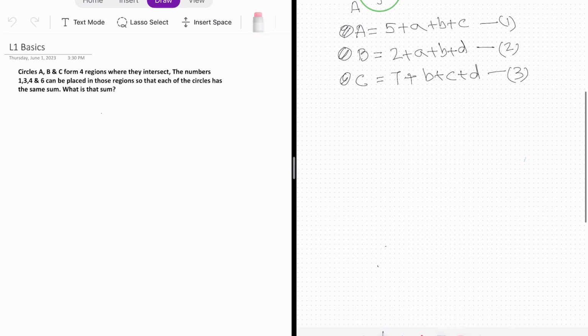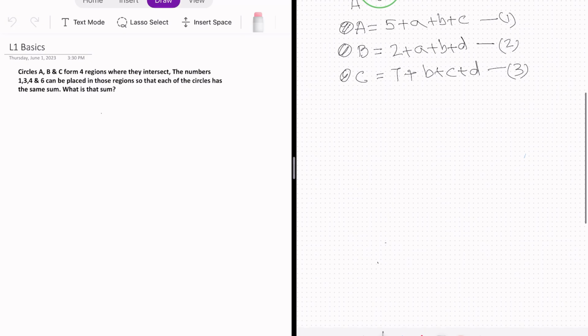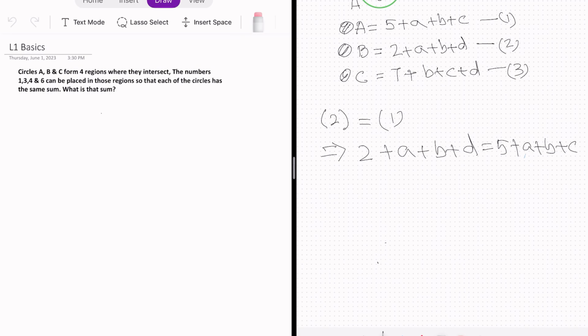So the first thing I'll do is look at the second clue, which is 1, 2, and 3 are all equal to each other. So let me take 1 and 2 first. Let me equate those two and see what I get. So I'll say equation number 2 is the same as equation number 1. Or if I expand what equation 2 is, 2 plus A plus B plus D is the same as 5 plus A plus B plus C.